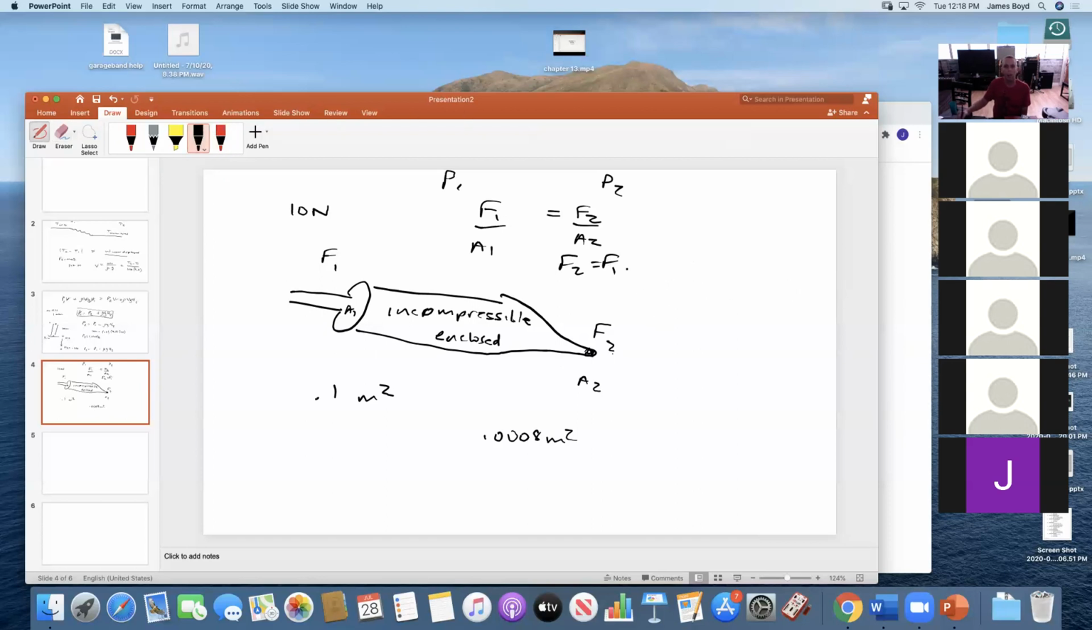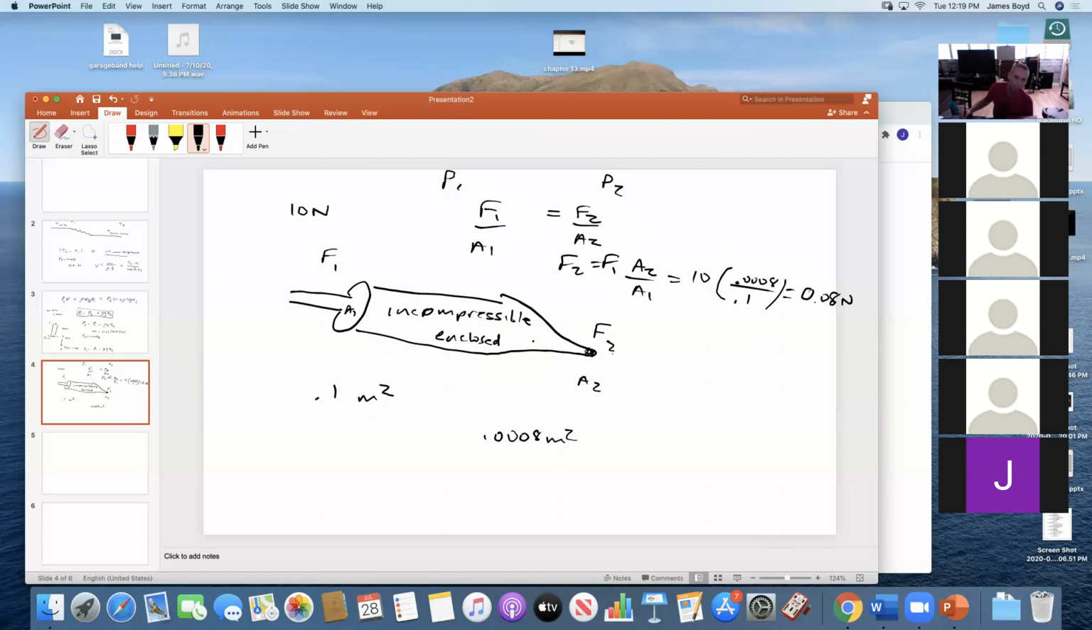Sorry, everybody. So F2 would be F1 times A2 over A1, which would be 10 times 0.0008 over 0.1. This is 1/10, so this is 100 times 8, which would be 0.008 divided by 0.1 is 0.08 newtons. So a big force here gives a little force here because it's a little area.